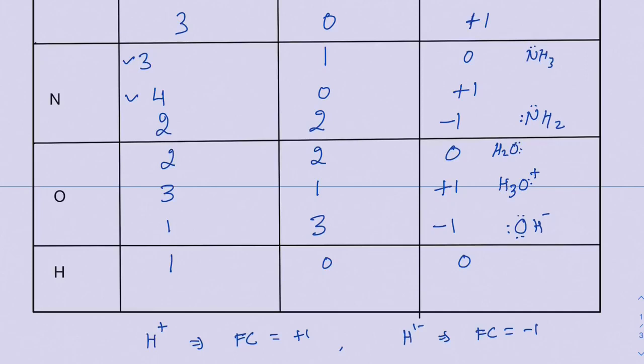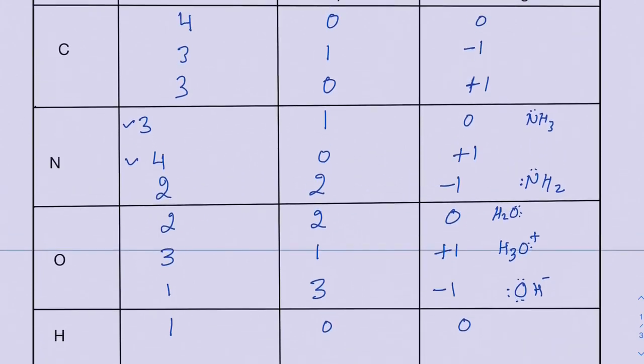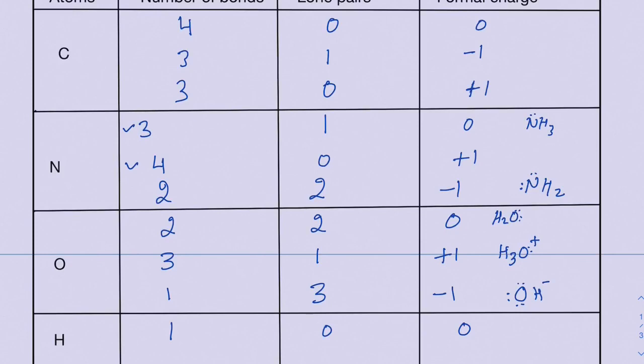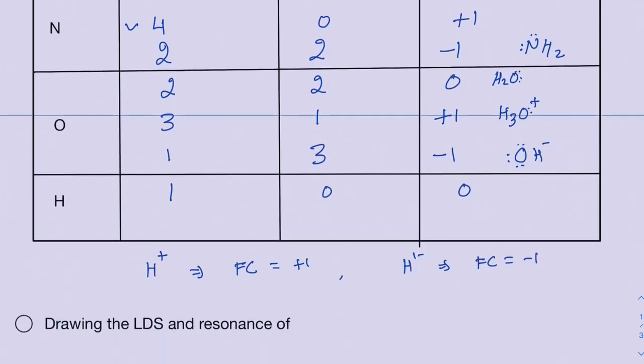Okay, so those are the most commonly used elements in GenChem. You would see other elements like sulfur, phosphorus. They don't really have a specific way of getting a formal charge of 0. They have multiple ways of getting a formal charge of 0. So at that point, you want to make sure you use the formula to calculate the formal charge.